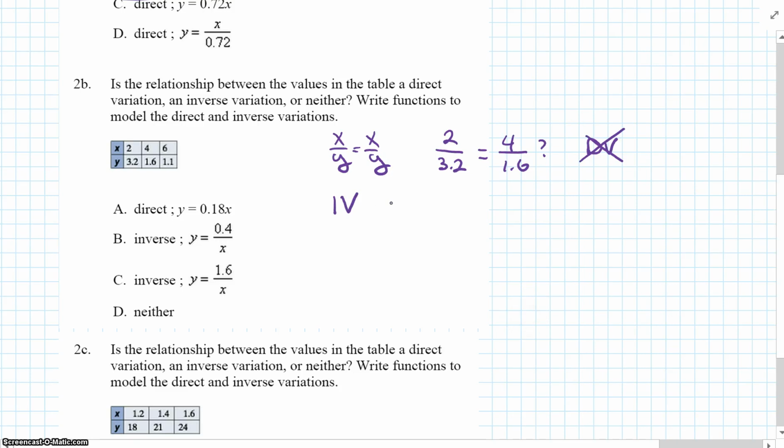Well, that means x times y equals the same thing. So 2 times 3.2 is 6.4. 4 times 1.6 is 6.4. 6 times 1.1 is 6.6. So again, it is neither.